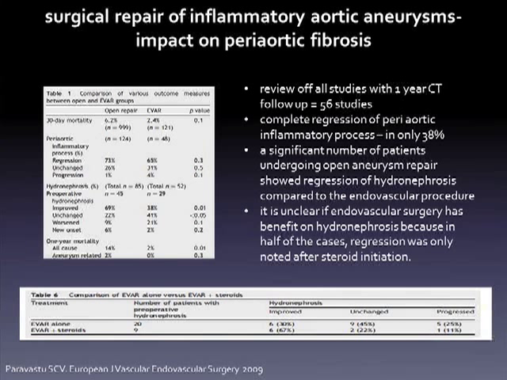But when you look at the hydronephrosis, there was a difference between those with open repair and those who had the graft, in the sense that there was a much higher chance of regression of the hydronephrosis if you underwent open repair. Open repair sounds great, though, but it comes with much higher mortality, both at 30 days and 1 year. And in many of these cases, as I said before, it can be surgically difficult because of the adhesions between the retroperitoneal mass and the surrounding structures, including the duodenum.